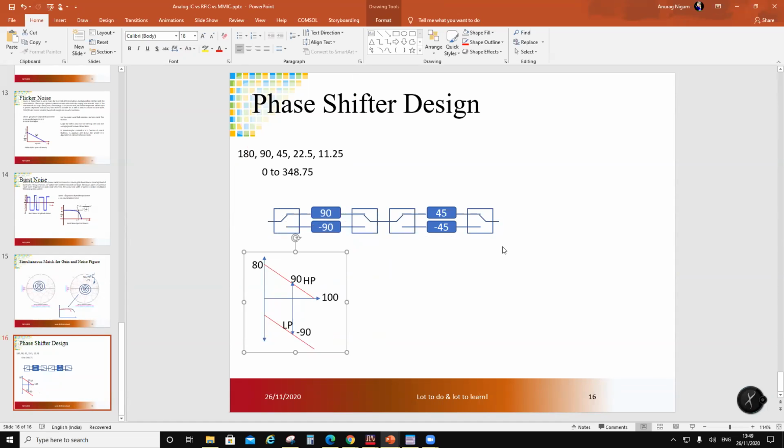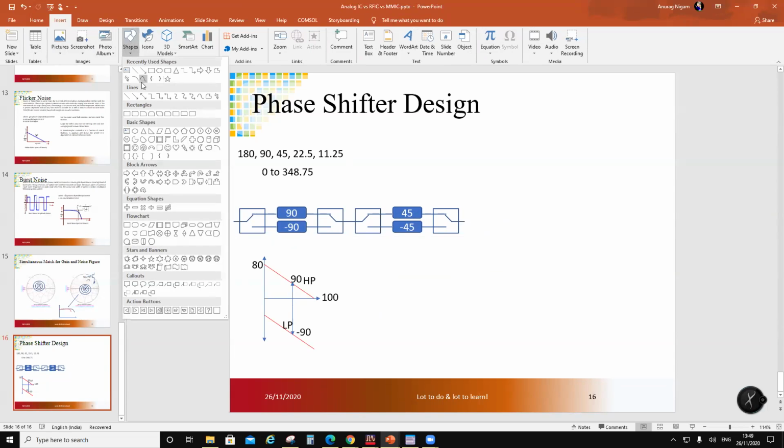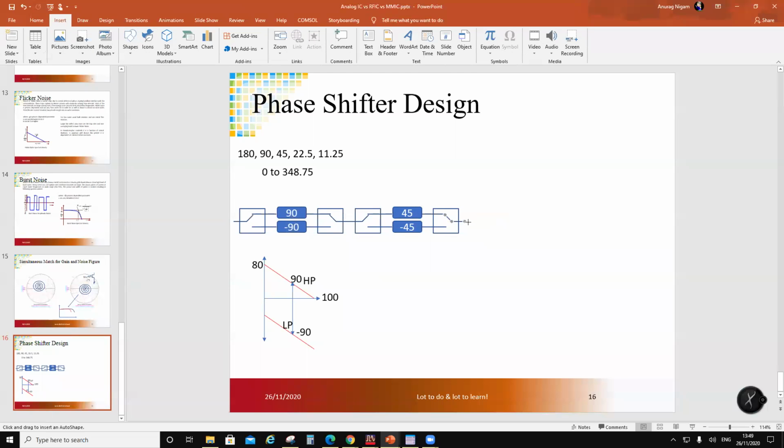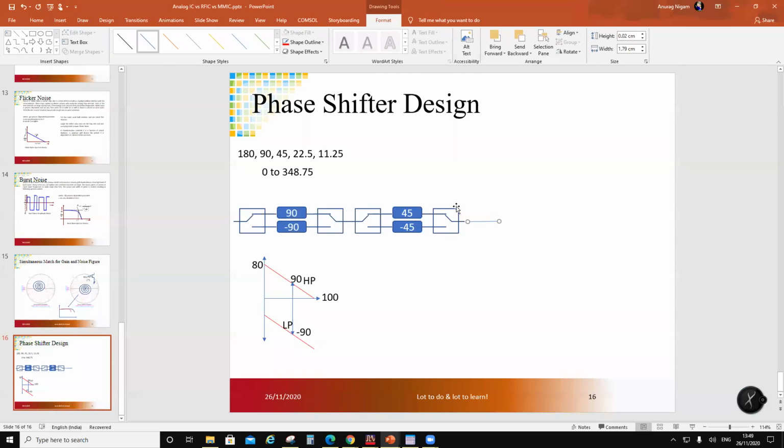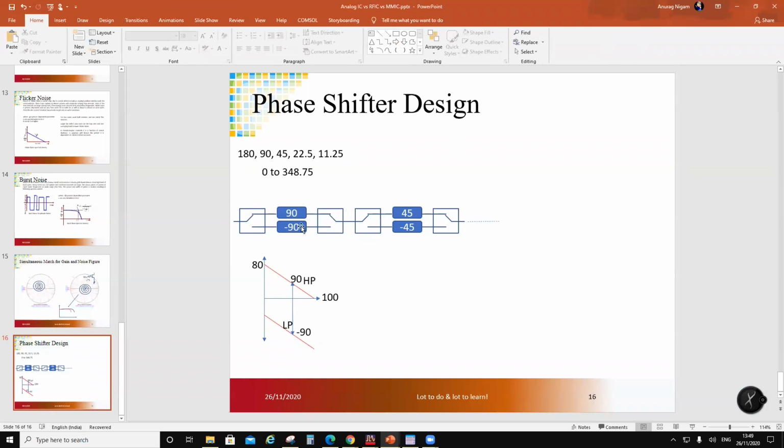So I want to design a phase shifter, which is basically doing this, and over here it continues. Let me just put one more line here. So it just continues till I reach the LSB. So I'm supposed to design this.